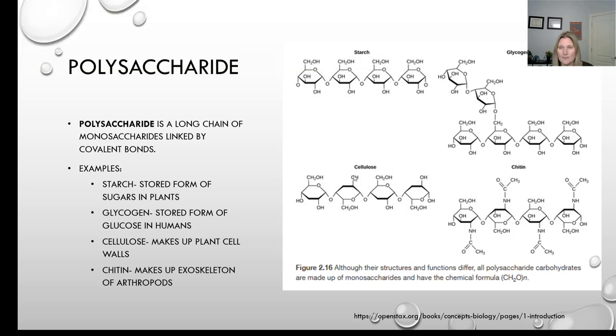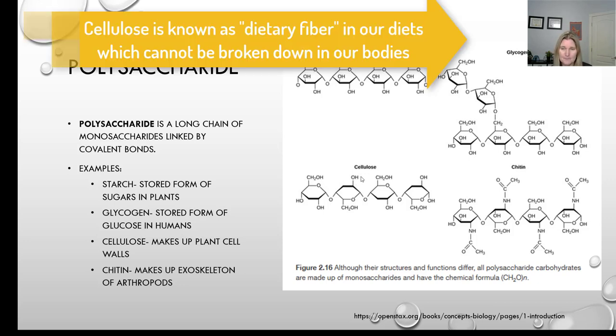So that is another example of a polysaccharide. In this case, it doesn't provide any energy, but it provides structural support. And then the last one is chitin.